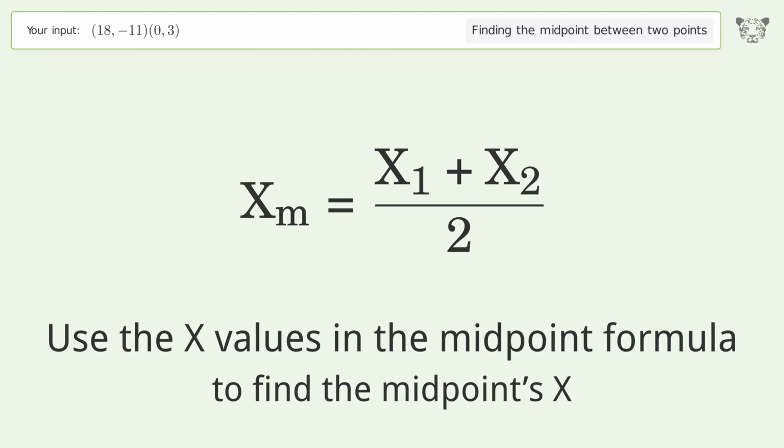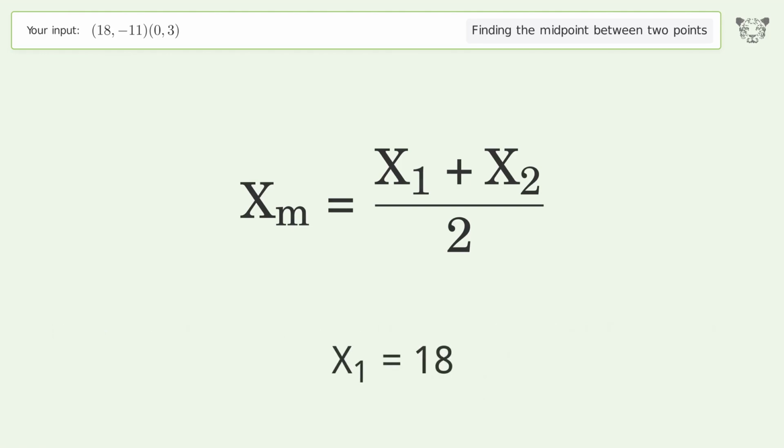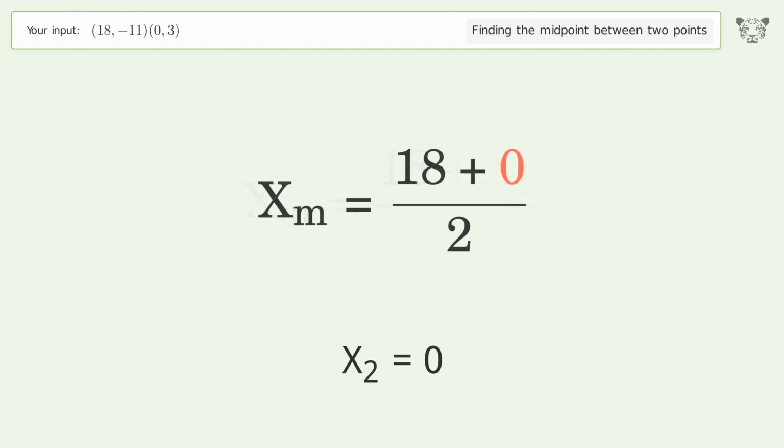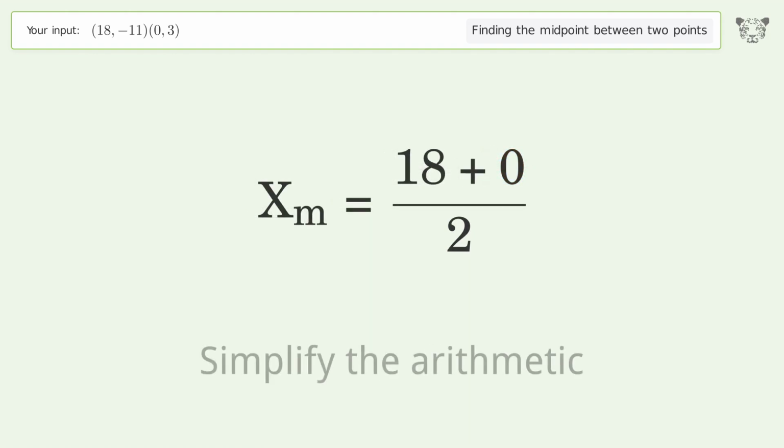Use the x values in the midpoint formula to find the midpoint's x. x1 equals 18. x2 equals 0. Simplify the arithmetic.